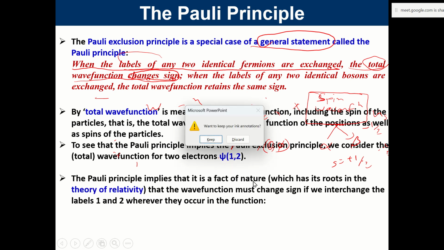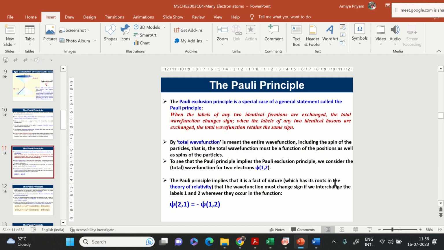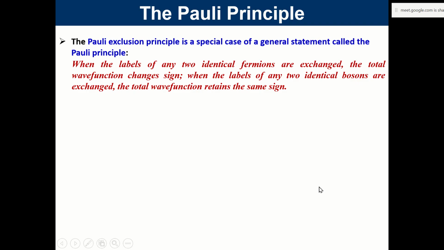Just a minute, let me discard this whole thing. So what we have just discussed, exchange of labels and total wave function of fermions, that is, electron is a fermion, that must change sign. By the way, the second part of the general statement talks about the bosons. When two identical bosons are changed, any two identical bosons, their wave function retains the sign.